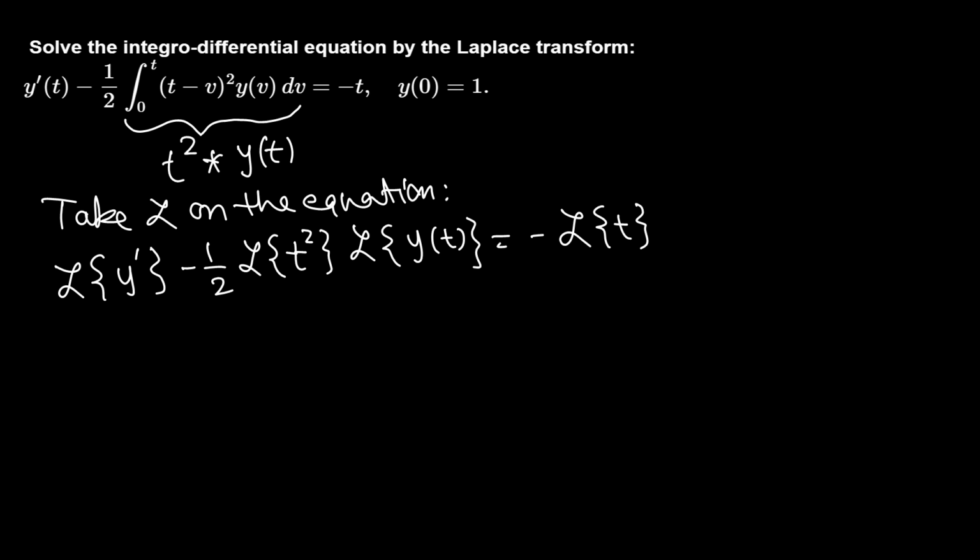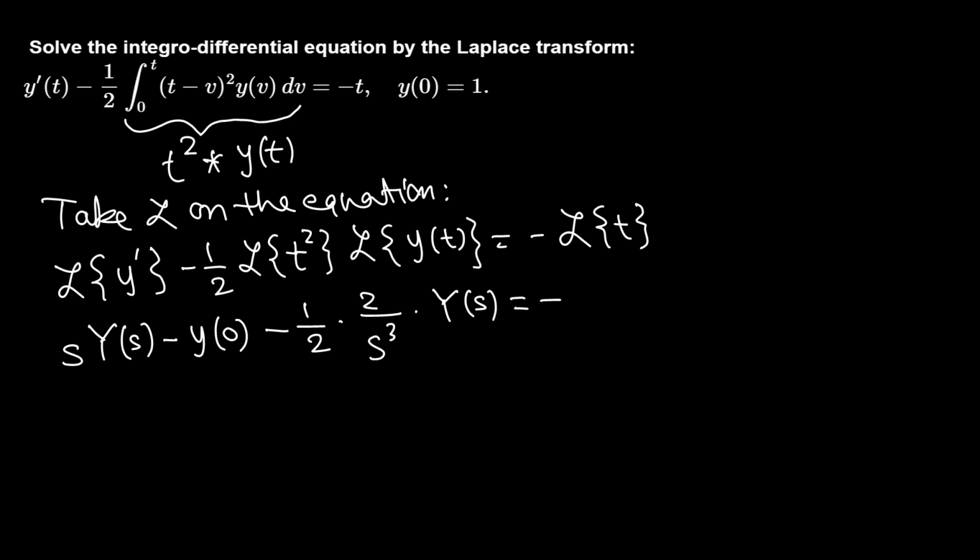Laplace of y prime, that's the first derivative. By the table, look at the formula list, we get Laplace of y, which I'm denoting by uppercase Y, the Laplace transform of lowercase y, minus y0. That's the initial condition, by the way. Minus 1/2 times Laplace of t squared, again from the table, t to the n means 2 factorial, 2 over s cubed, minus Laplace of y(t), the unknown function we denote by uppercase Y as a function of s, equals negative Laplace of t, which is 1 over s squared.